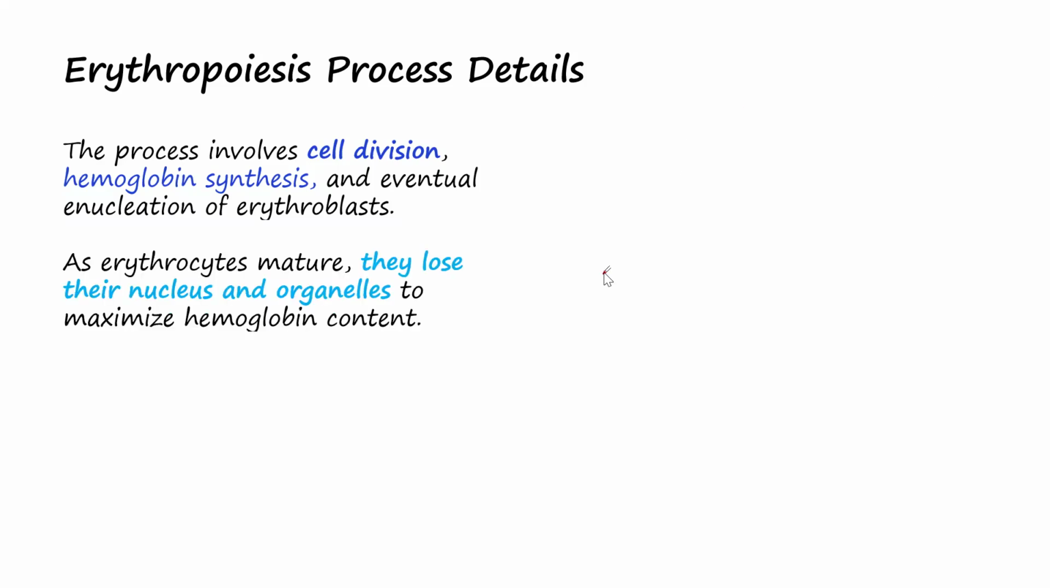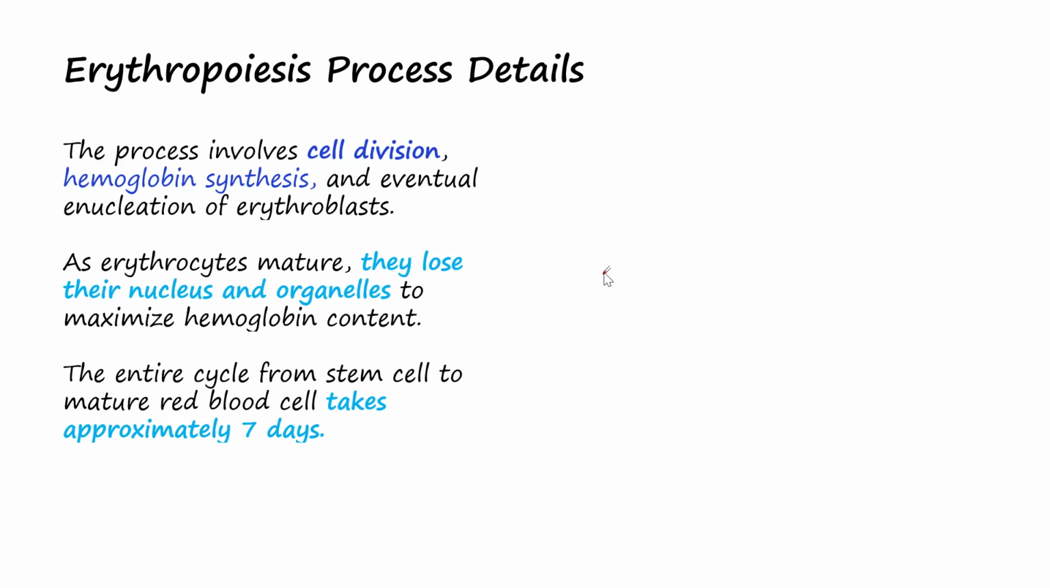So from here, as erythrocytes mature, they lose their nucleus and organelles. All the organelles and the nucleus will be lost through the enucleation. And therefore, the process will maximize the hemoglobin content, because what makes the red blood cells responsible for the transport of oxygen is the presence of hemoglobin. That is why all the organelles and the nucleus will be lost in the erythroblast cells, and it will now maximize the synthesis and generation of hemoglobin.